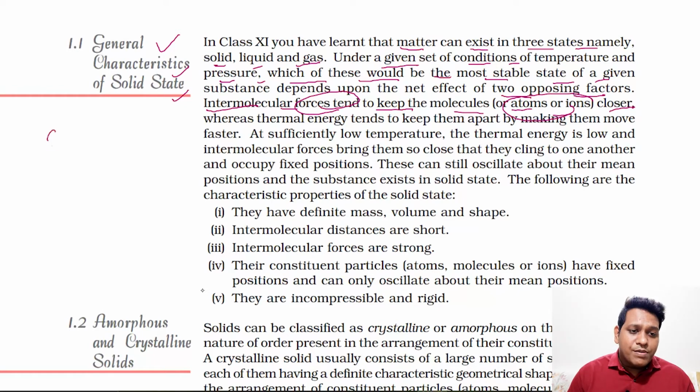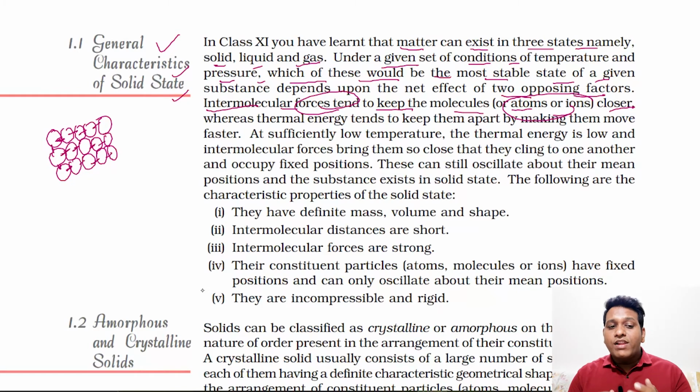So you have to just keep in mind why atoms and ions are closer to each other. The reason is the intermolecular forces. These intermolecular forces of attraction hold these atoms together, and as they are holding the atoms closer, what will happen? They will be tightly packed. They will be rigidly packed, and if they are packed, their shape and size will be fixed, and their melting point and boiling point will be higher.